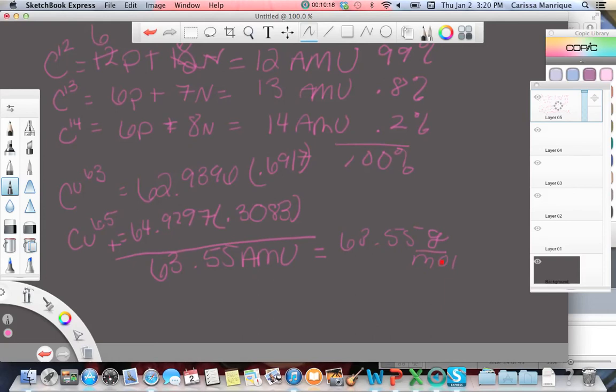1 mole of copper, this is what it says, per 1 mole, which is Avogadro's number of atoms, it would weigh 63.55 grams. Okay, so a molar mass tells you how much 1 mole weighs. So 1 AMU equals 1, we'll say, gram per mole. Okay, so that's why 63.55 equals 63.55.